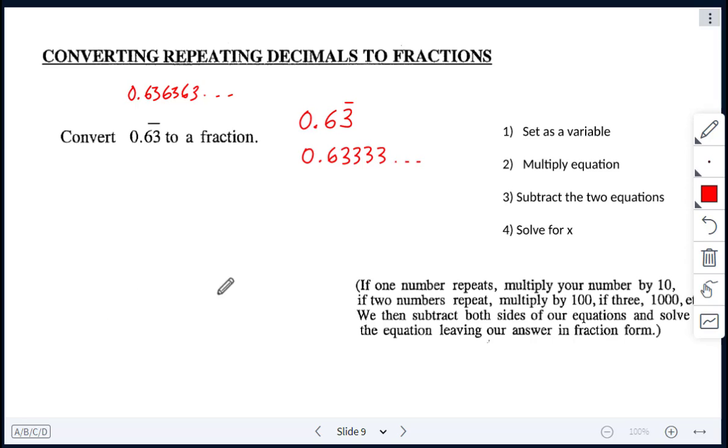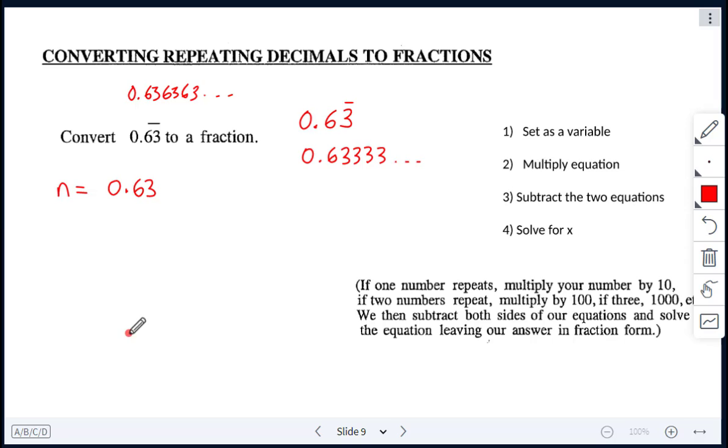All right, so the first thing we're going to do is set it as a variable. So we're going to take our 0.63 and set it as a variable. We can use any variable. Let's just use n is equal to 0.63.